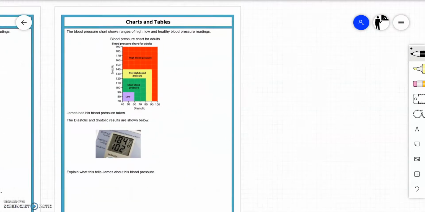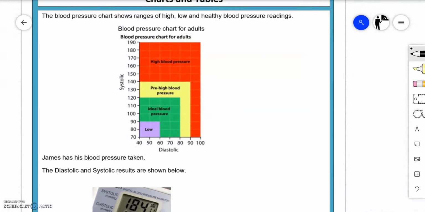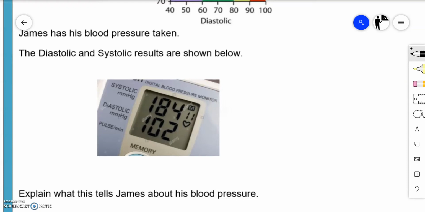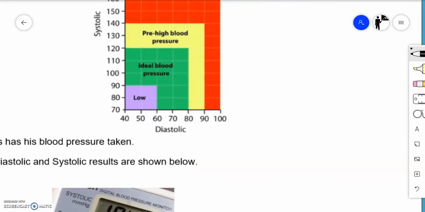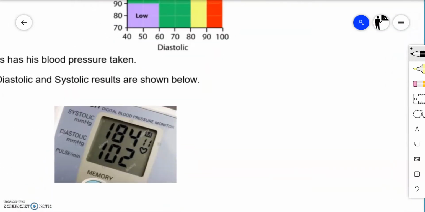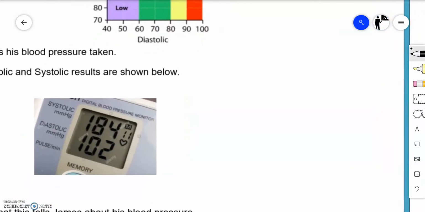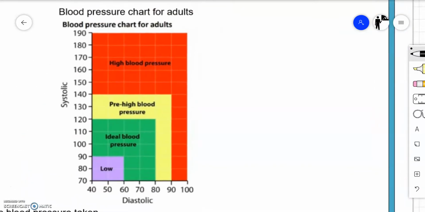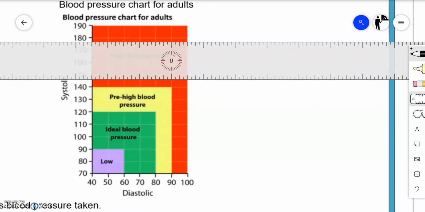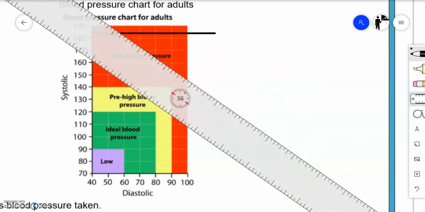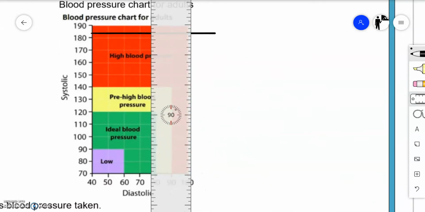Okay, same sort of question here. Once again, we're talking about blood pressures. James has his blood pressure taken. Let's have a look. So his diastolic is 102, his systolic is 184. So if we have a look at the systolic, 184 is way up here. And his diastolic is actually somewhere here.